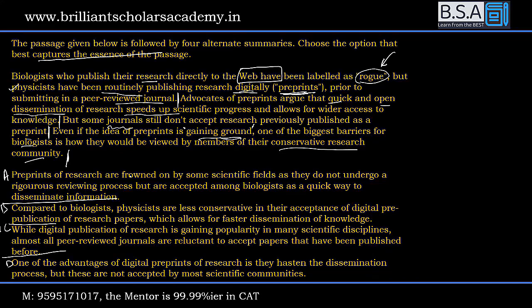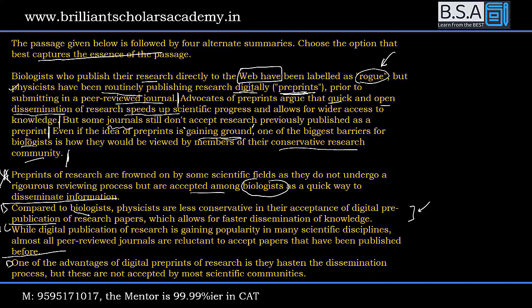Preprints of research are frowned on by some scientific fields as they do not undergo a rigorous reviewing process but are accepted among biologists as a quick way. Do biologists accept this as a quick way? No, definitely not. Compared to biologists, physicists are less conservative in their acceptance of digital pre-publication of research paper, which allows for faster dissemination of knowledge. Yes, this seems to have all the points.